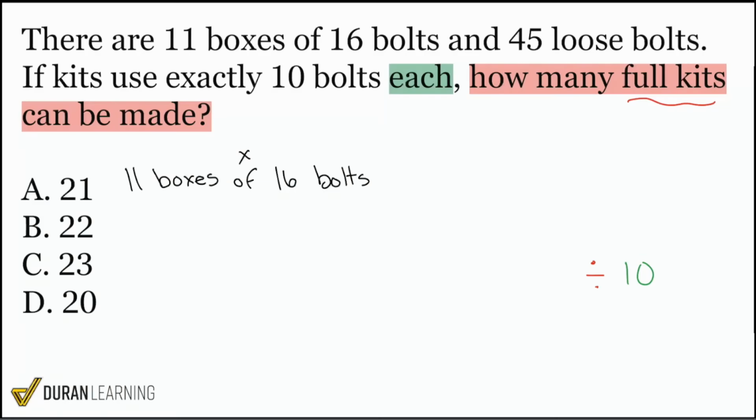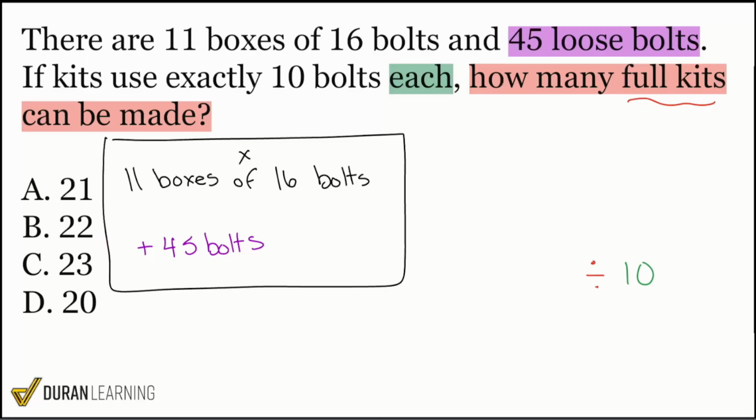And then we have 45 loose bolts. So everybody, when we're trying to get the aggregate, when we're trying to add up all of the loose bolts, what are we going to do with these 45 that we already have on the side? Yeah, we're going to add those up. We're going to add those with what we have here with the 11 times 16. So again, we'll add in purple, 45 loose bolts. And then at the end, once we have all of this, we will take this and divide it by 10. So let's go ahead and get it done here.